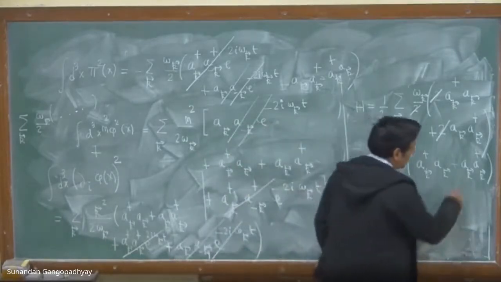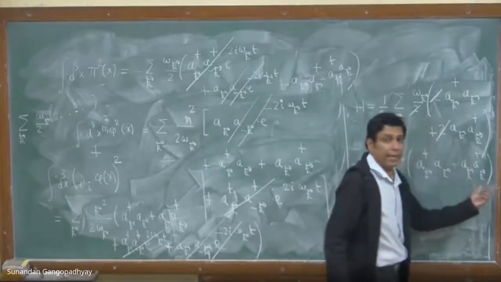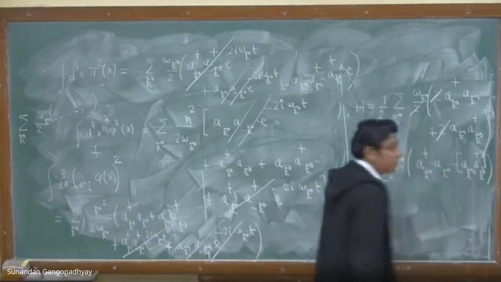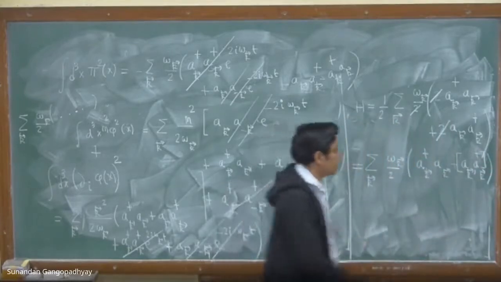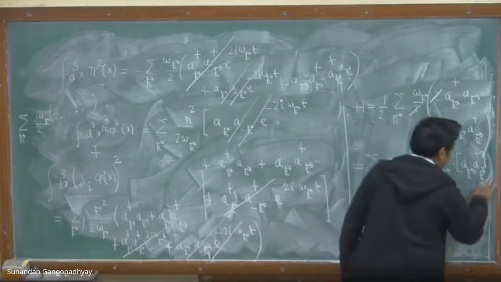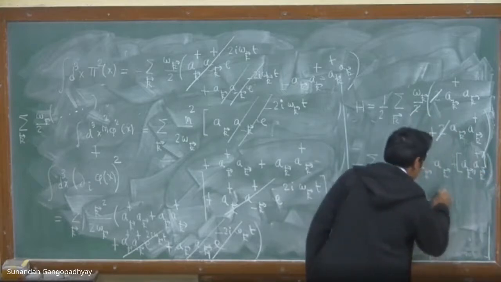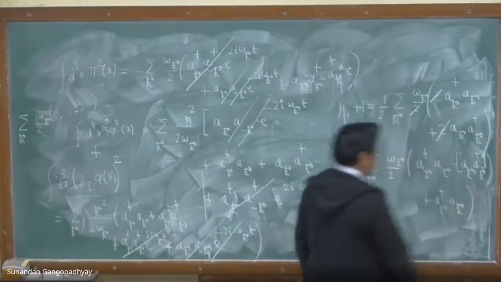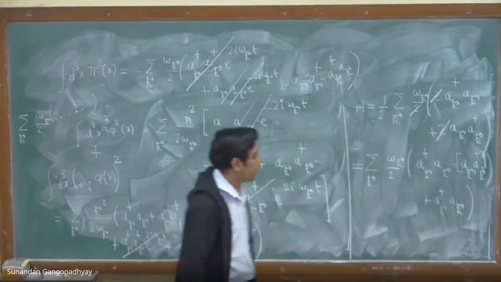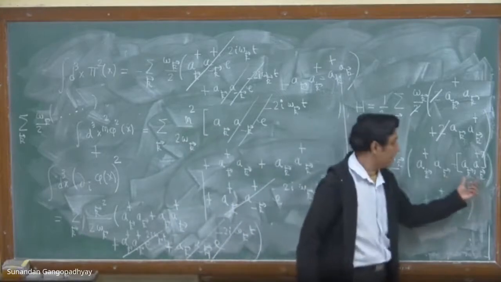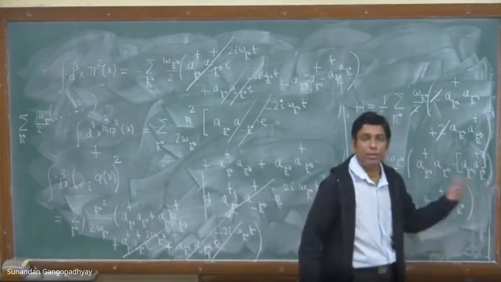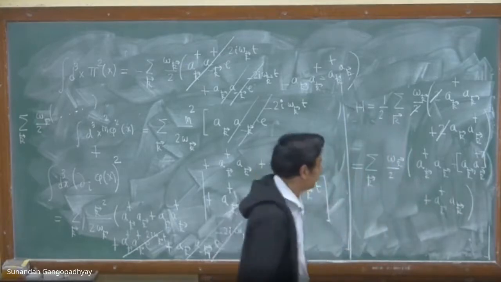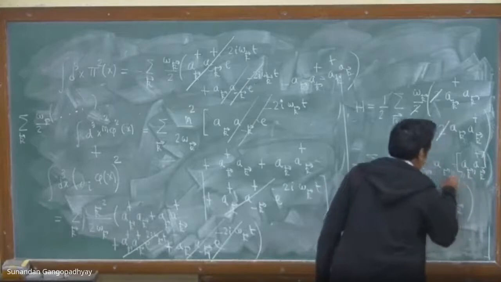So what we can do is we can replace this ak a dagger k by a commutator. But then if you replace this by a commutator, then you have to add a term which is a dagger k ak, and write this in this way. But ak a dagger k commutator is actually Kronecker delta k comma k, okay, which is 1 basically. So this is equal to 1.